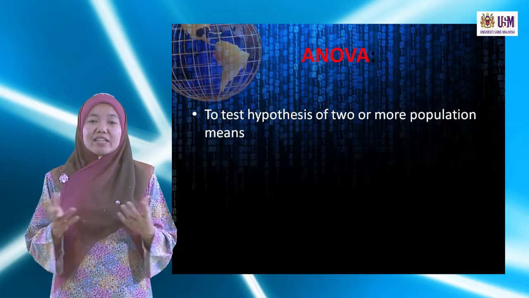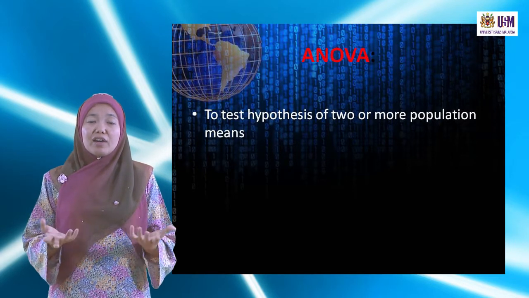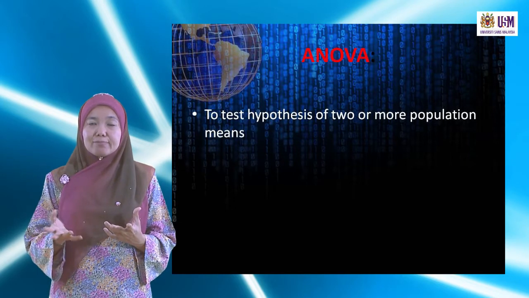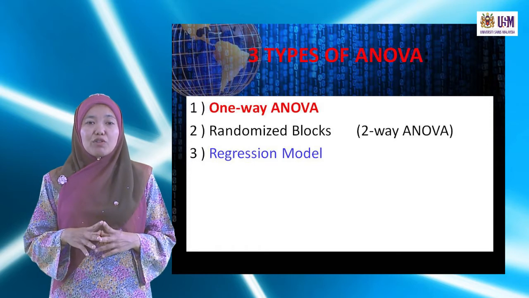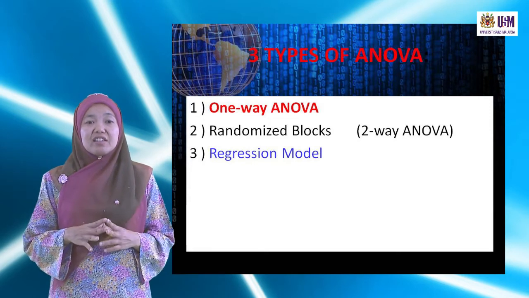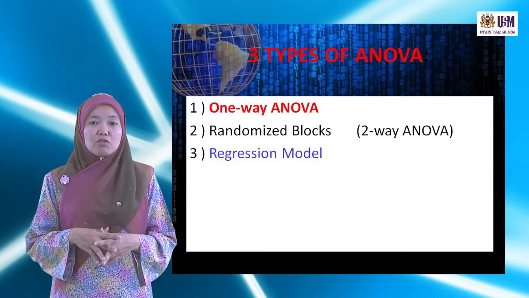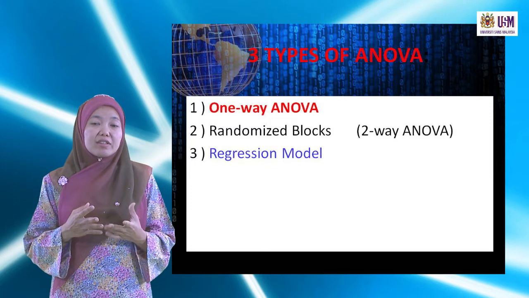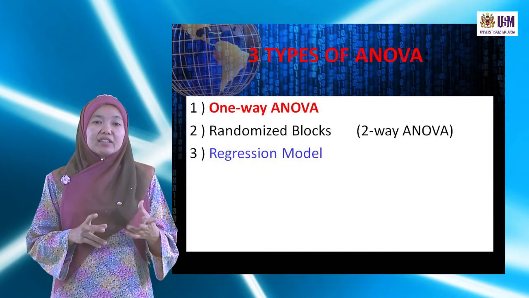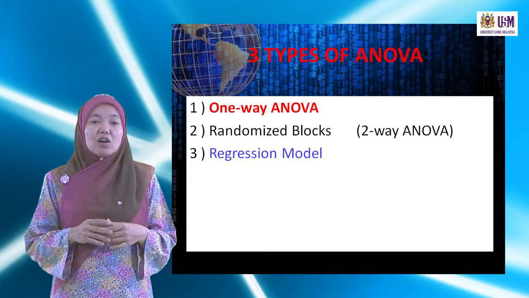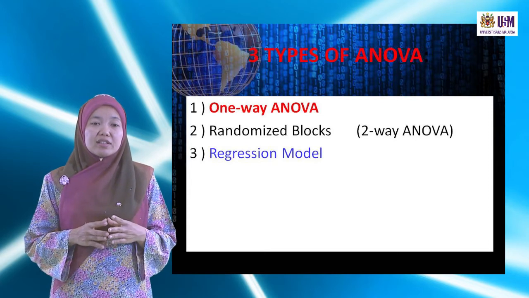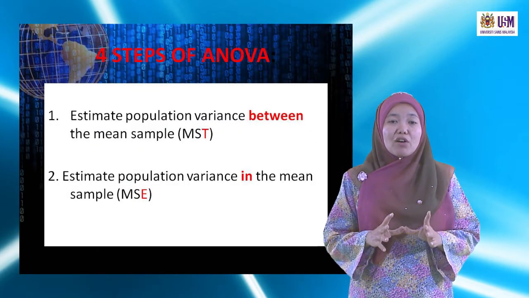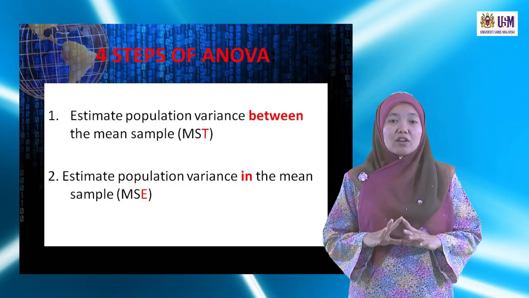In short, if somebody asks you what ANOVA is, ANOVA is simply a test of hypotheses about two or more population means. Basically, we have three types of ANOVA. The one that I'll be discussing in detail is called one-way ANOVA. Then we have the randomized block, which is another name for two-way ANOVA. And the third type of ANOVA is what we already covered earlier, in the discussion on the regression model.